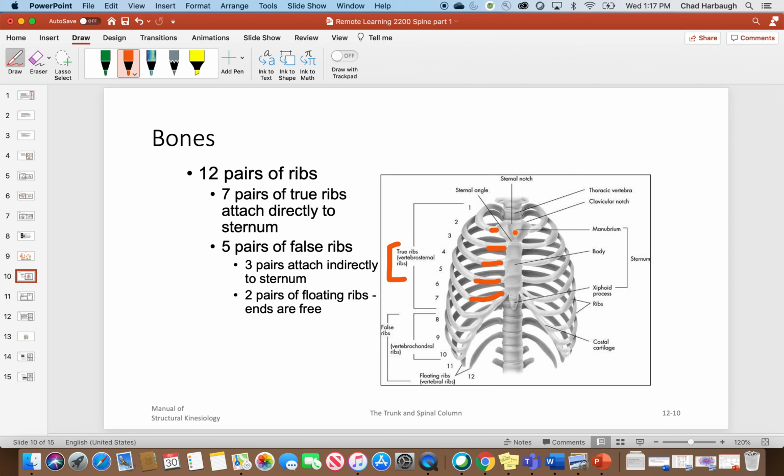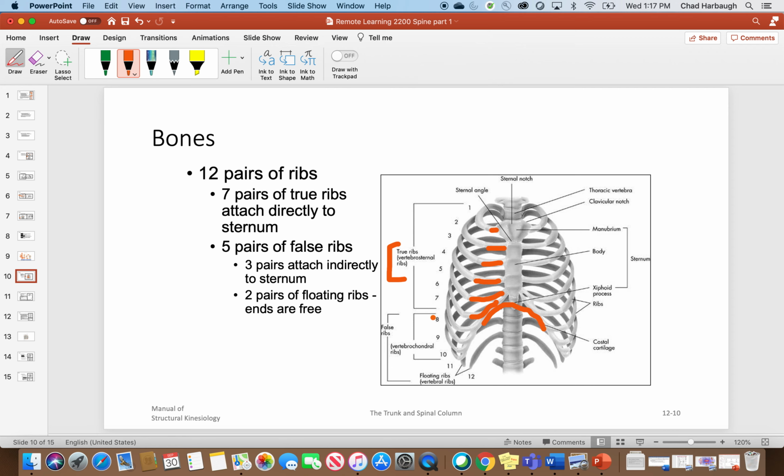The upper portion of the sternum is called the manubrium, the middle portion is called the body, and the inferior portion is called the xiphoid process. Each one of these, including number 7, has its own costal cartilage, so each one is directly connected. This is also an important area because this is where the attachment of the diaphragm begins, through the beginnings of rib 7.